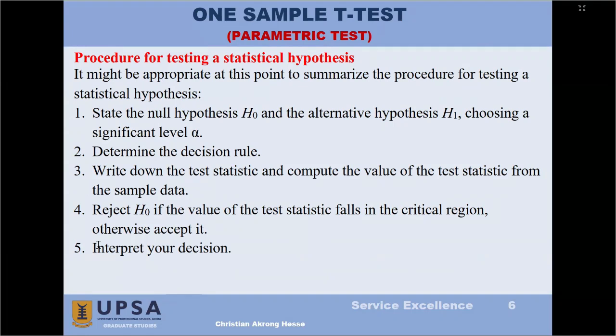First, you write the statement of hypothesis, H0 and H1. Then determine the decision rule. Then the computations, that's step 3, computation. Step 4 is the decision. Step 5 is the interpretation.